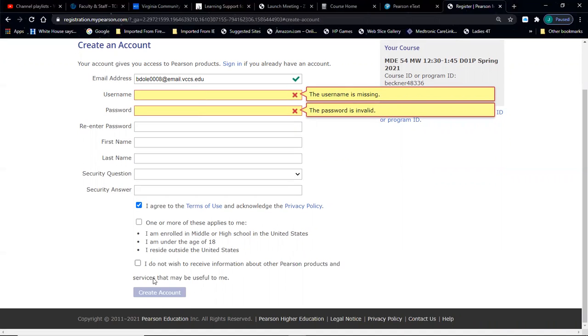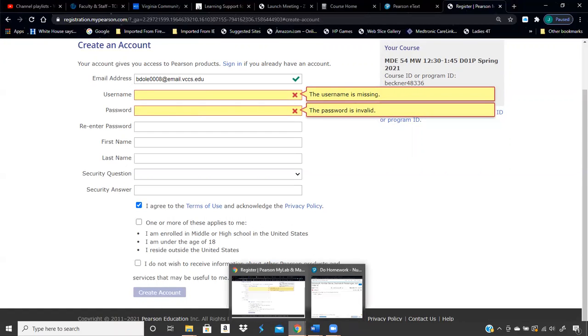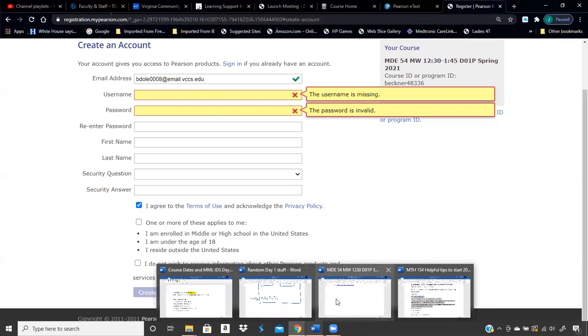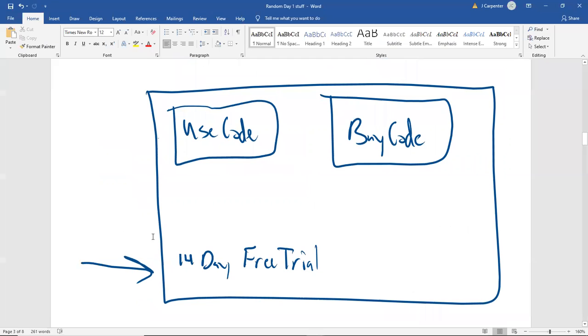Now I can't go past this page or else I'll make a duplicate account for myself, and I don't want that. So what I did is I drew up what the page after this looks like, and I've had several emails, chat questions about this. This is where the 14-day free trial is on the next screen. So when you go to the next screen, there should be a button here that says use your code. There should be a button here that says buy your code for like $75, probably. And then down here in small font, not a big button because they don't want you to see it, is your 14-day free trial. It doesn't say 14-day free trial exactly. It'll say something along those lines.